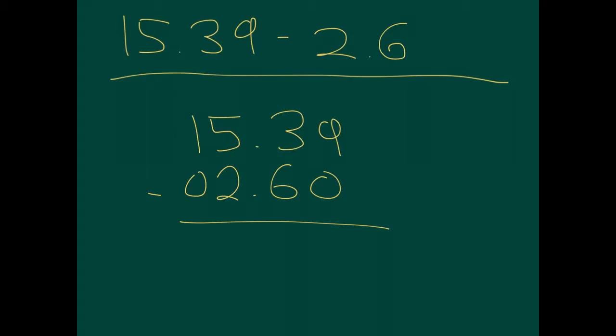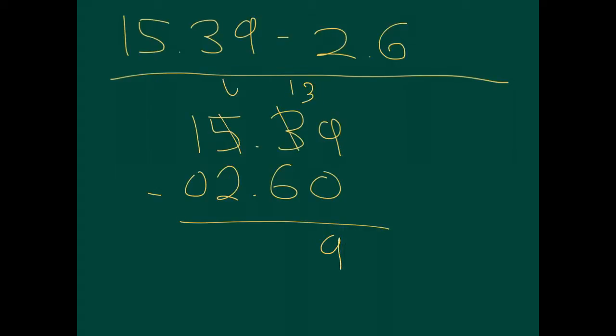In this problem, we will be subtracting decimals. So the problem I have is 15.39 minus 2.6. I use zeros as placeholders, and then you subtract like normal. So 9 minus 0 is 9. Got to make the 3 13.